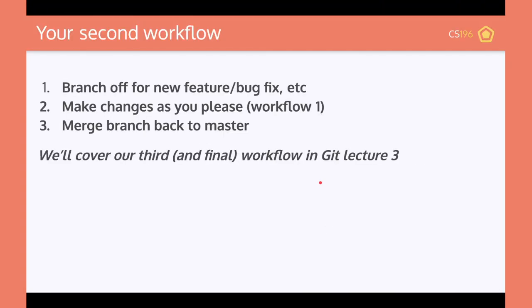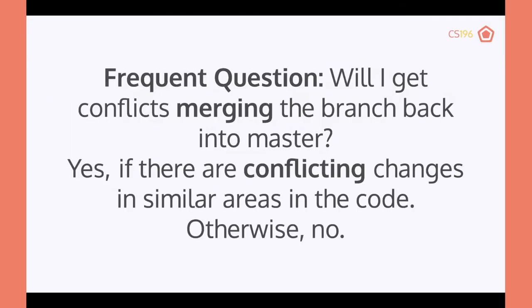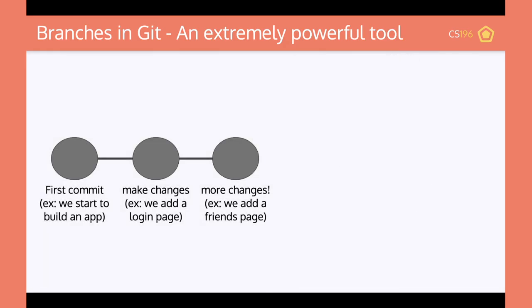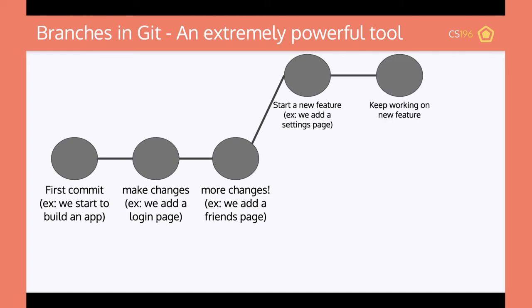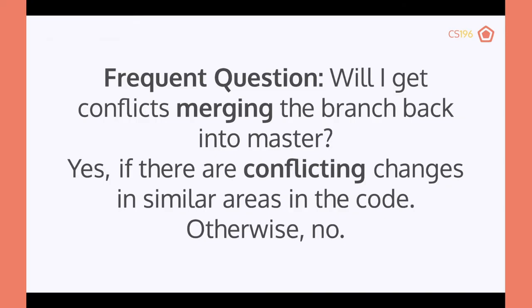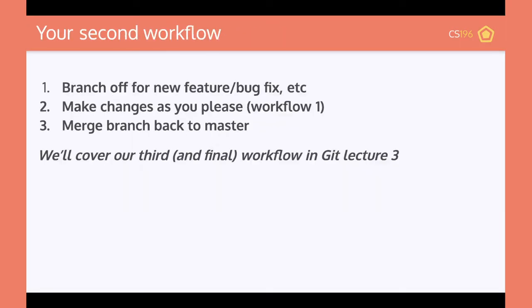So let's go back to the slides and talk about what this workflow is. The whole point of this workflow is to branch off for a new feature, bug fix, whatever, and then make changes as you please, to basically do workflow one in succession. So going back to the branches, as we said, you branch off and then you can start making new changes as you go, just like in the workflow that we learned last time. And then when you're done, you merge it back in to the master branch. So let's go there. You can merge it back in, and there you go.